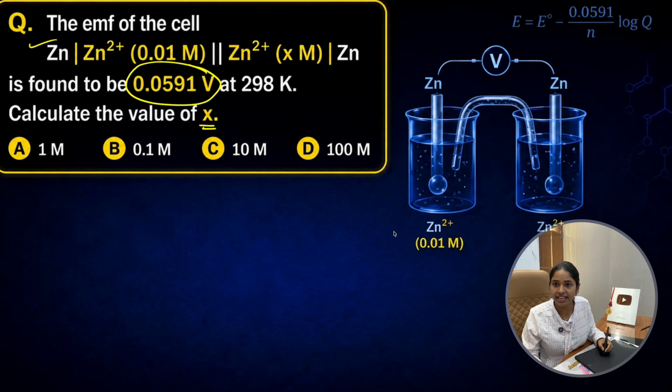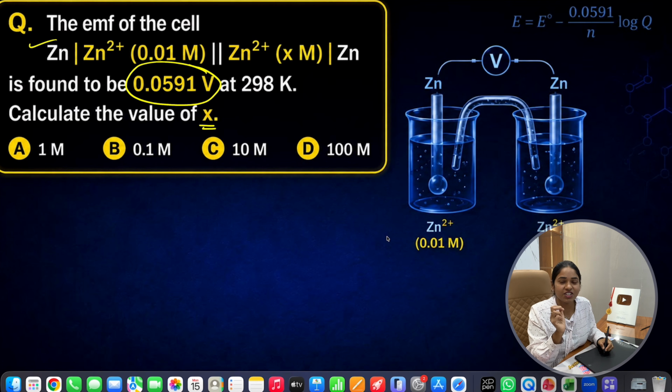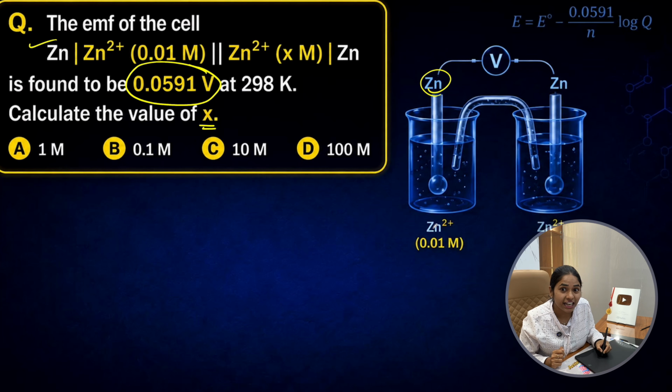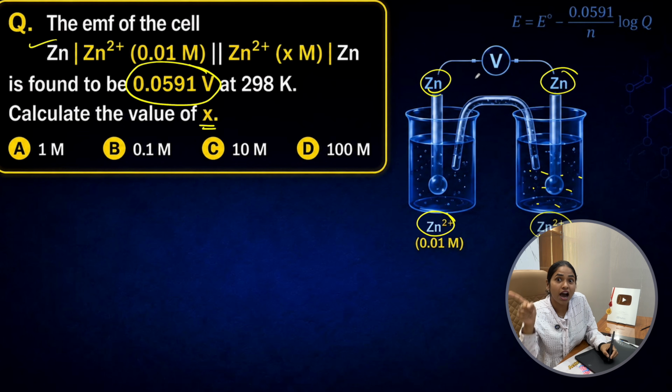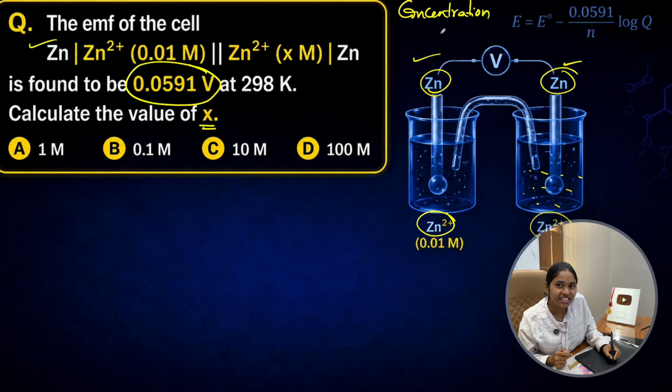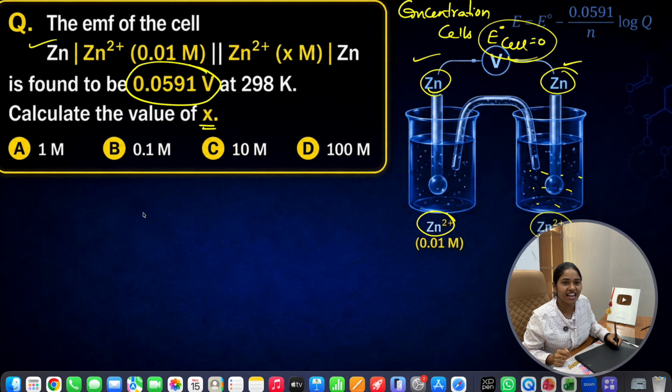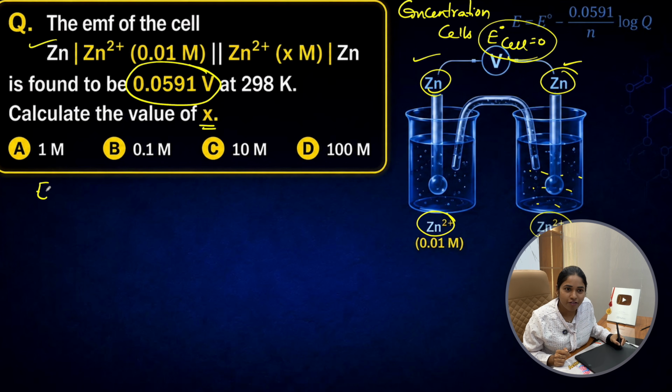This is the equation they have given. Based on the equation, what can we find, children? Zinc rod is placed in Zn2+ ions. In the same way, a zinc rod is placed in Zn2+ ions, which means both are the same electrodes in the same solution. It is a concept of concentration cells. For concentration cells, the most important data is E0 cell is equal to 0. That's it. Now, use the Nernst equation formula.